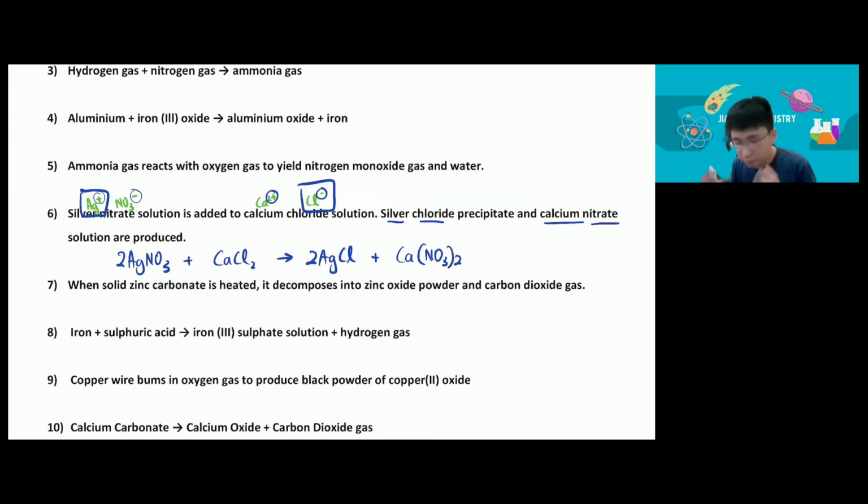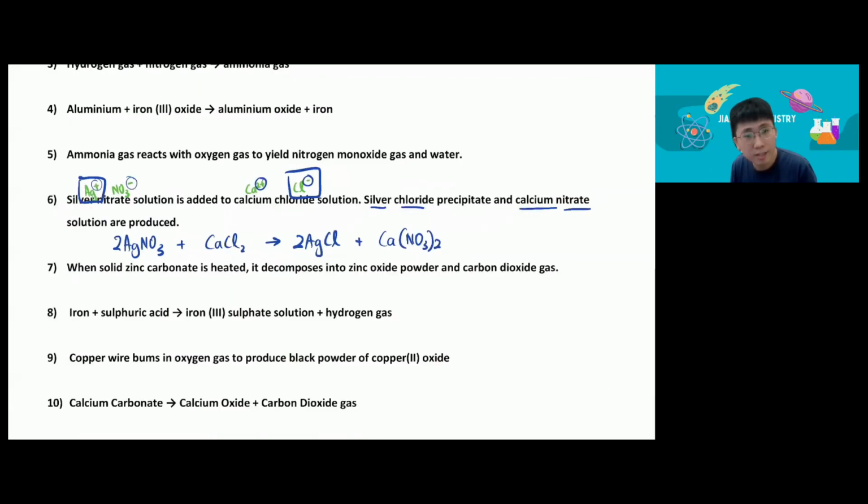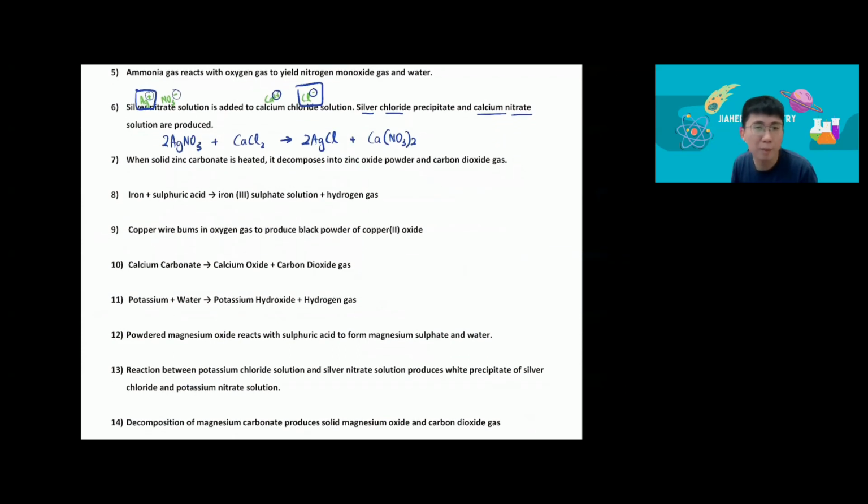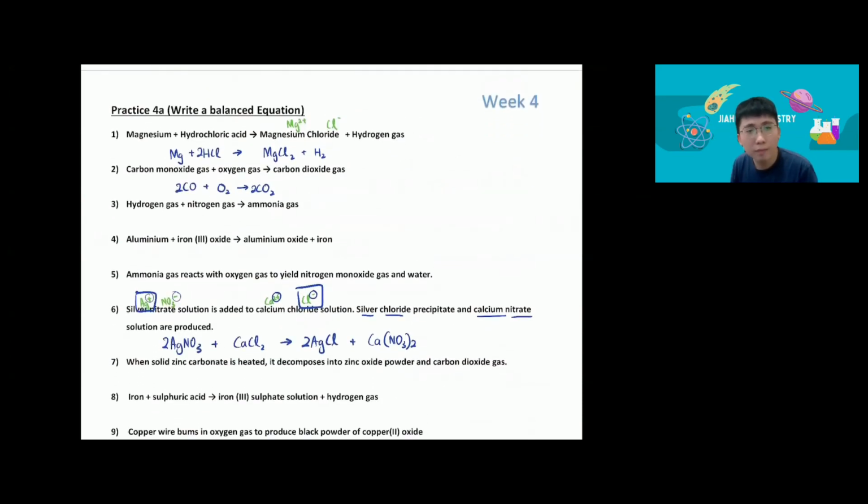Okay, now. So for this case, I will leave the rest as an exercise. Okay, because as I said, the purpose of this video is a guideline. Okay, you have to go through it by yourself, do it yourself. Okay, so guys, if you're okay, I think that's all for this video. It's a guideline for you to write a balanced equation.